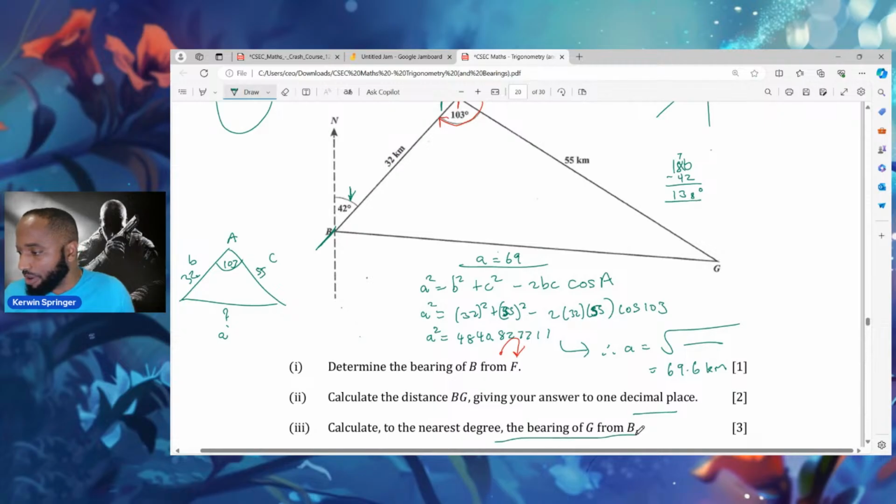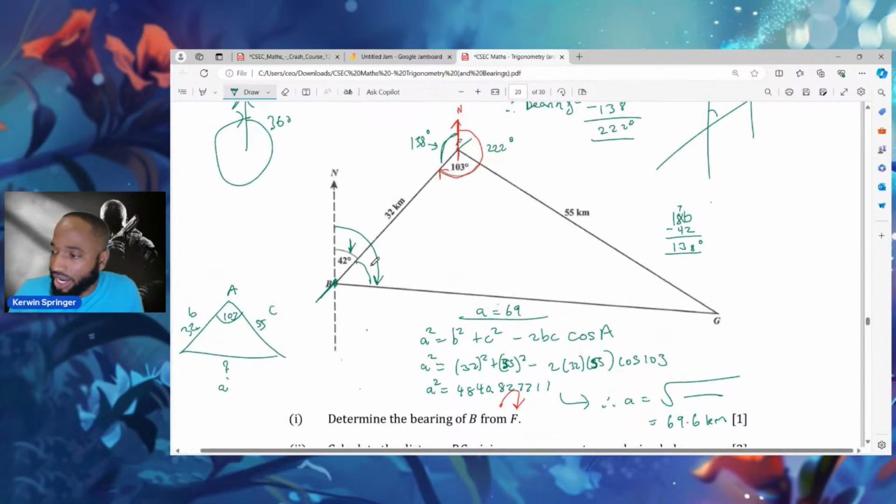Calculate, to the nearest degree, the bearing of G from B. To get the bearing of G from B, I need to start on B, go from north, and strike that line. So it's important for me to know what this angle is, because I need to add it to 42. There's one way for me to figure out what that angle is. What is the way I'm going to use to figure out that angle?